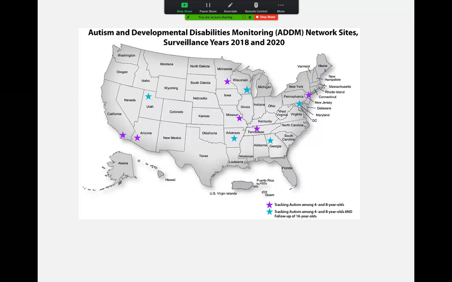Here are the states that participate. Arkansas has done some of the participation in collecting data for 4-year-olds, 8-year-olds, and follow-ups on 16-year-olds that had been identified earlier in this study, and following up with those children who are now teenagers at 16 to see if they had ever gotten a diagnosis, what services look like, and some of the outcome tracking for those individuals.